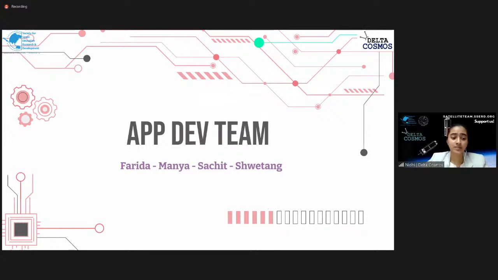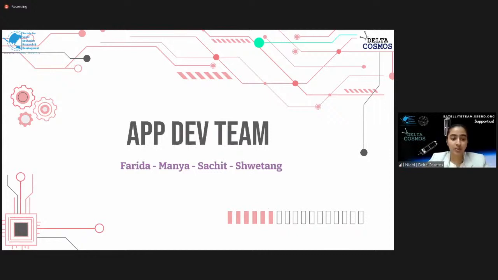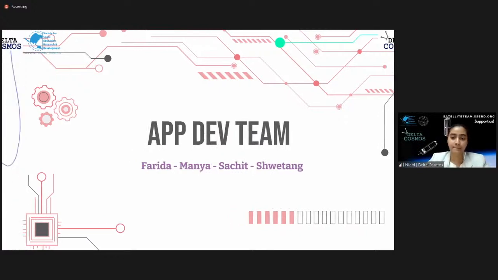Access images from space, take pictures of different locations from a satellite view, and learn more about satellite imaging. With space tourism being so costly, we are here to help you feel more connected by giving you a virtual experience. Play exciting games and learn more. This app is for all of you space nerds, because you'll become even more interested in space with our app Satellite Snaps. I now welcome our app team, Farida, Manya, Sachit, and Shwetang, to explain more about this amazing app.